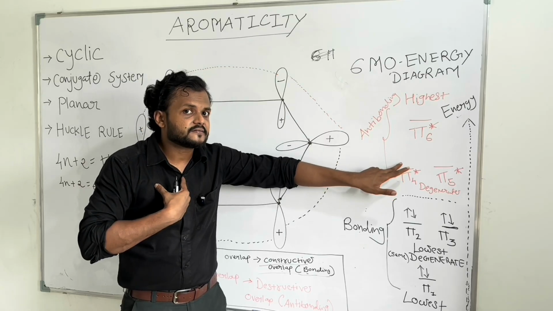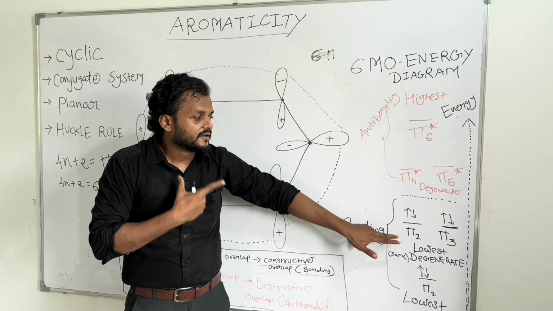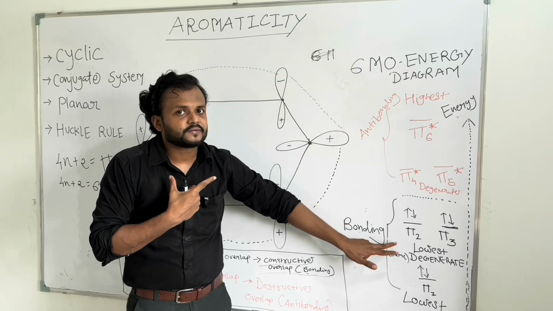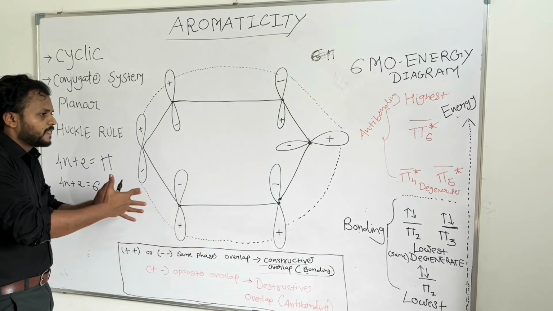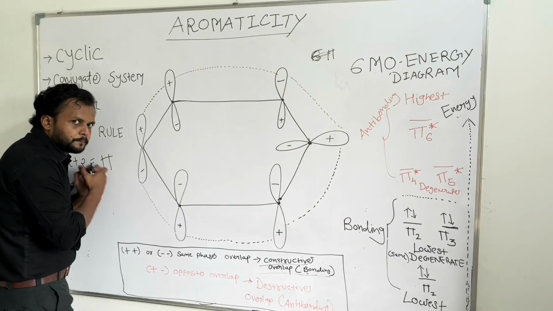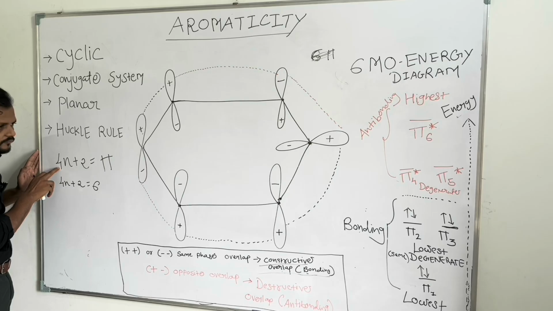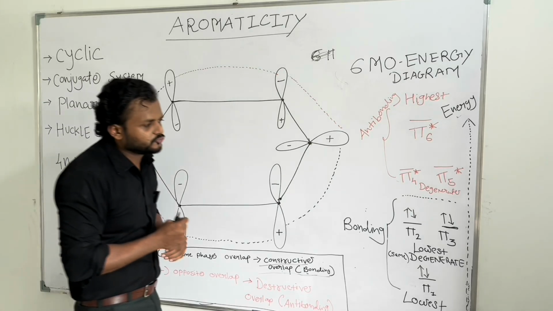And in our case, in benzene's case, we can see that all the electrons are filled in the bonding orbitals, so that is aromatic. Now, this has a relationship with 4n plus 2 is equal to pi electrons. Let's see why this 4. Why this 4? What does the 4 belong to?